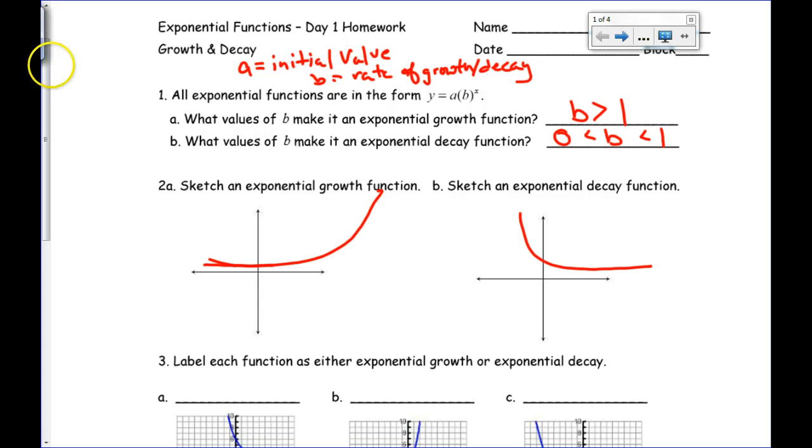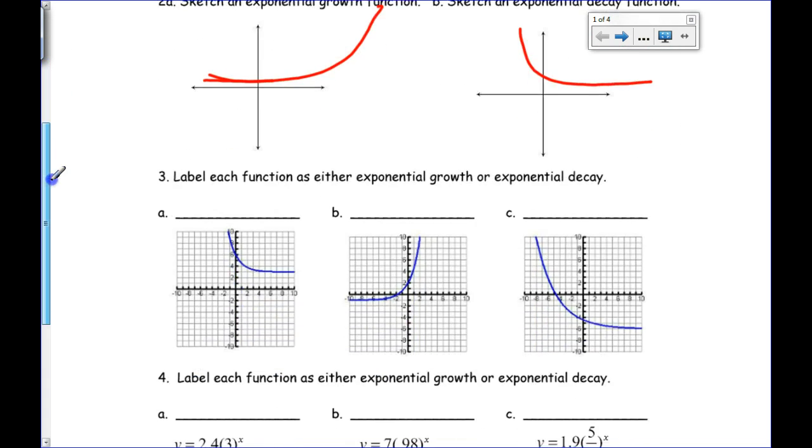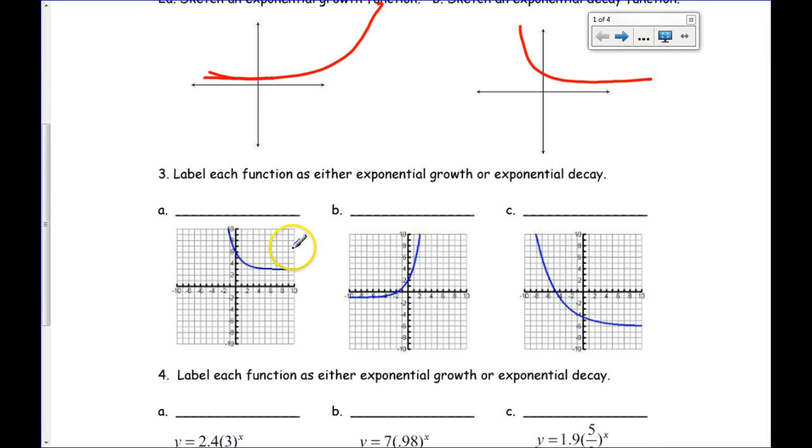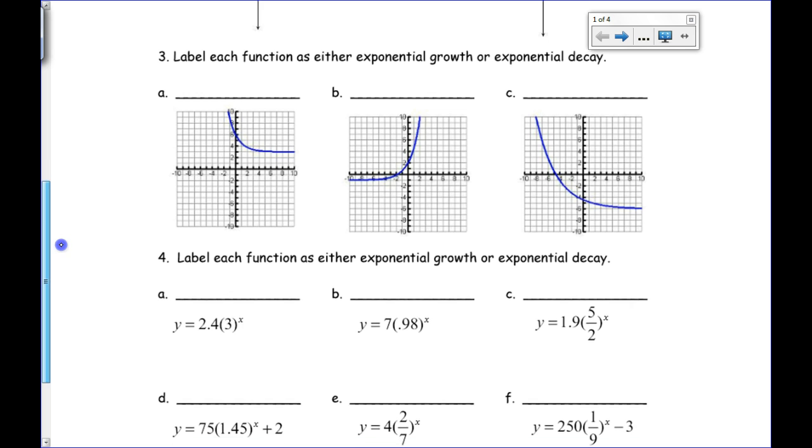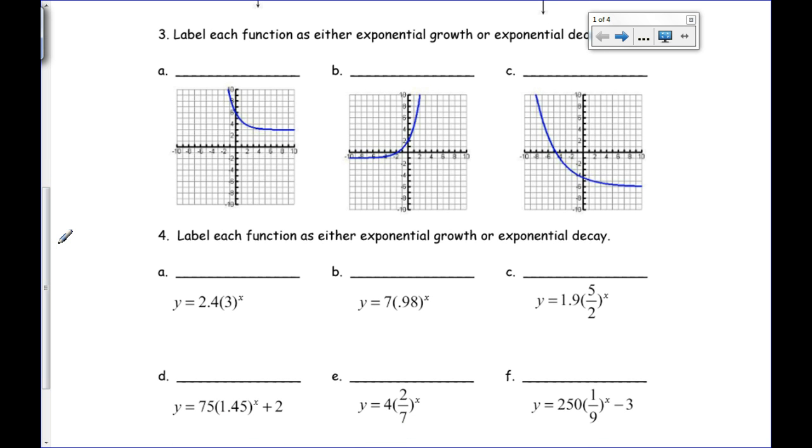So take a moment and fill in this right here. Actually, do the rest of the page. I'm going to pause this, and I want you guys to tell me if these are growth or decay. Just do that real quick. Okay, so on this one, it's a decay. This one's a growth. Yep, and the decay.